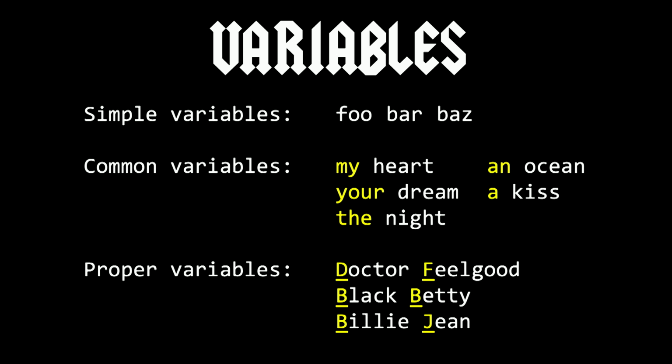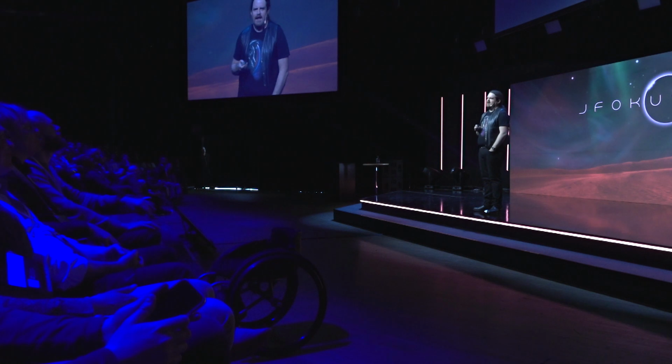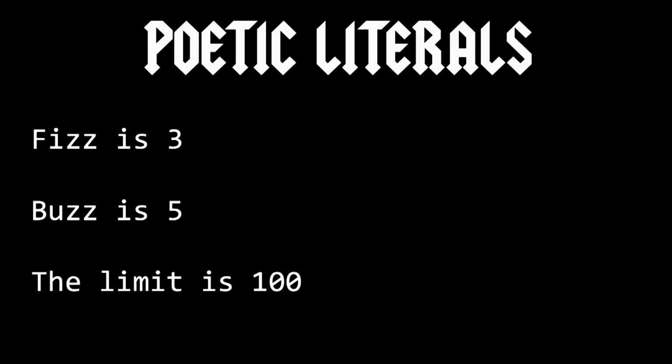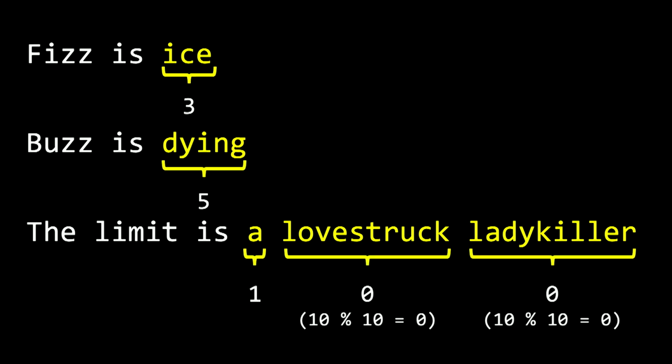Now, in programming, we initialize variables a lot with values that are often numeric, and numbers are not very rock and roll. After 1, 2, 1, 2, 3, 4, it all kind of goes downhill from there. So I wanted a way of initializing numeric variables without having to use numbers. And so what I came up with was, well, what if we take the lengths of the words, modulo 10, and treat those as decimal digits? So now we can initialize 3, 5, and 100. Fizz is ice, buzz is dying, the limit is a love-struck lady killer.